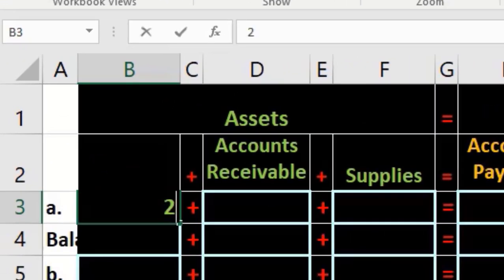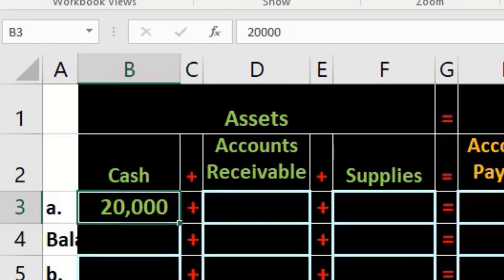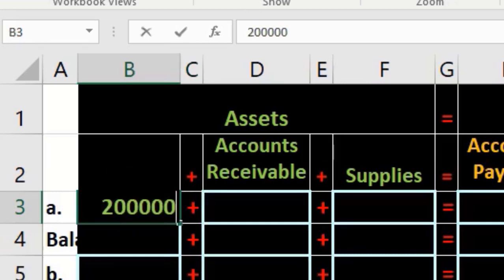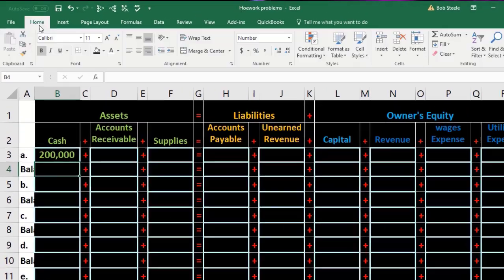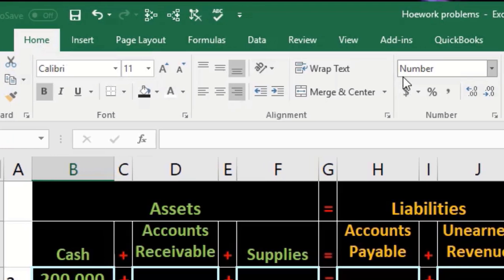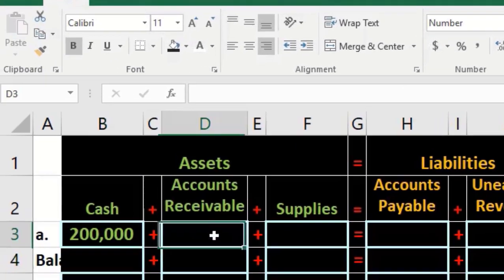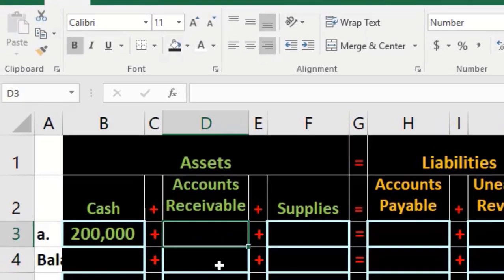So I'm going to type in $200,000 here from the owner. That's $200,000. Note that as we put the information in here, we can name the cell. This is B3, and I'm not going to put any commas in it or format it in any way. Then when I hit enter or tab, Excel will do the formatting for us as it has been instructed to do, whatever the formatting selection is. In this case, it's a number format, and it'll put the comma in there for us.